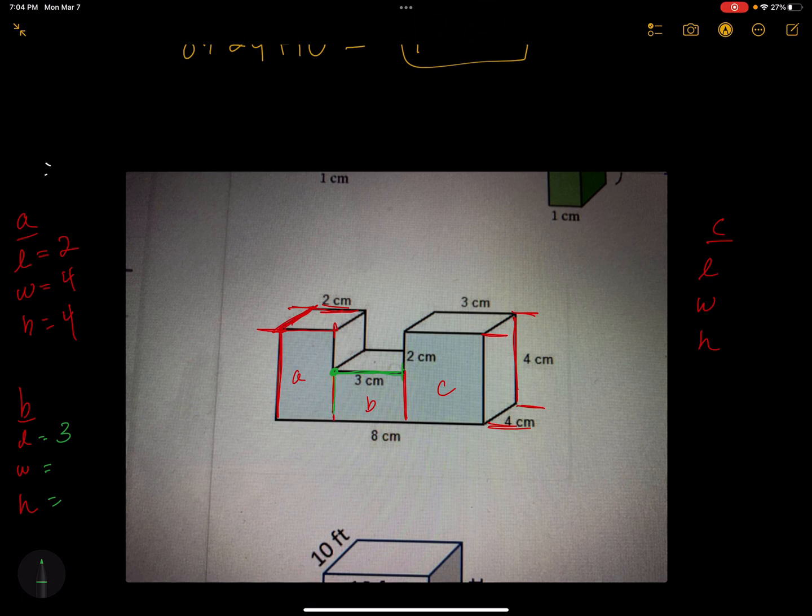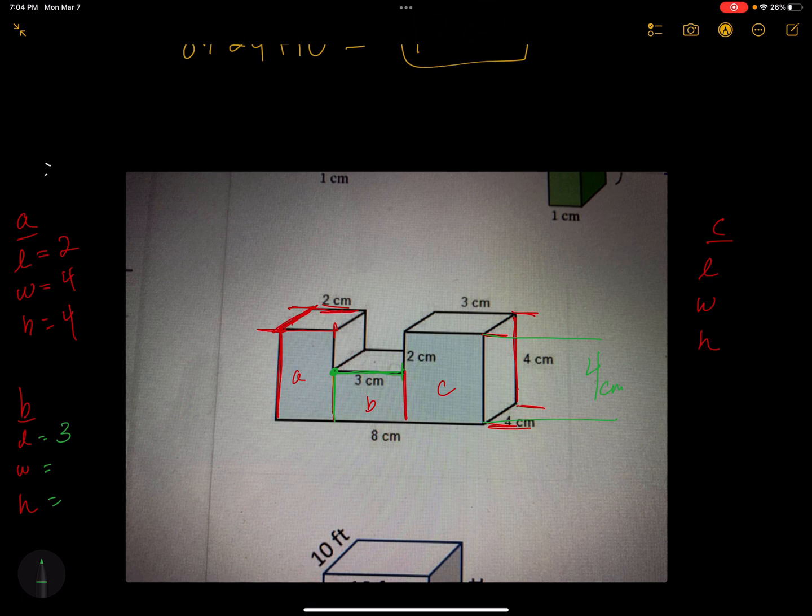Okay, do I know my height, my up and down? Let's see. Ooh, no, I don't know my height, but I can calculate it. This is how I calculate it. I look at the total. The total height right here is 4. 4 centimeters is the total height.